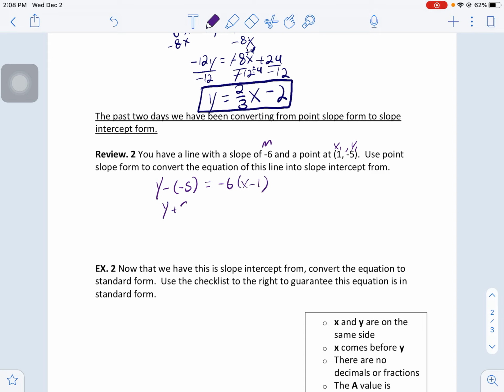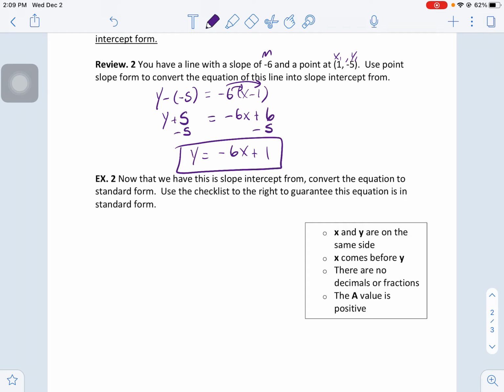So this would be y plus 5. We could distribute the -6 into the parentheses, so -6x plus 6. And then to get y by itself, we're just going to subtract that 5 from both sides, and you get y is equal to -6x plus 1. Awesome.